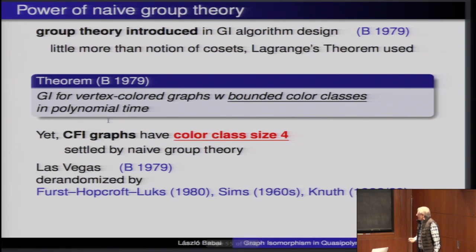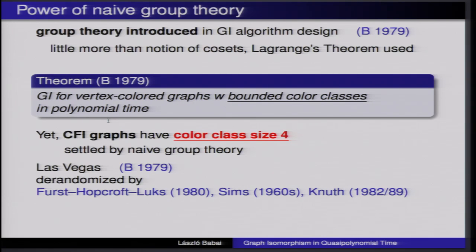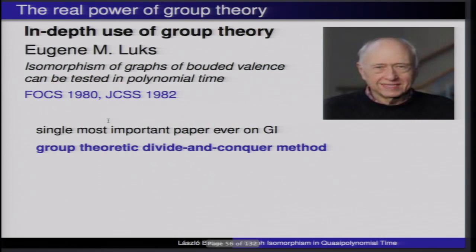So anyway, this algorithm was then subsequently, very soon, de-randomized by Furst-Hopcroft-Luks, and subsequently, 20 years earlier, by Sims, who did algorithms in computational group theory that actually did work even on the computers of the time. That's quite something. And then it was all clarified by Don Knuth. So anyway, the real power of group theory came with a subsequent paper by Eugene Luks. And this is the single most important paper you would ever read on graph isomorphism.